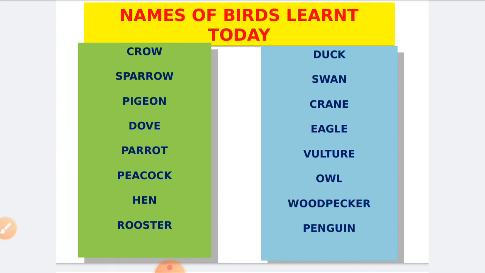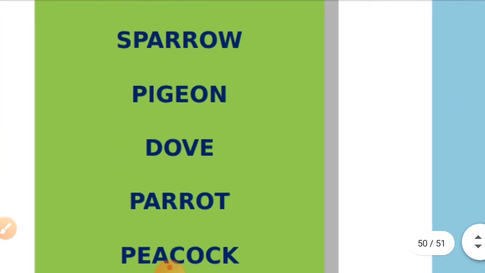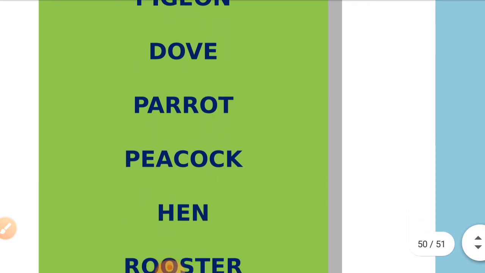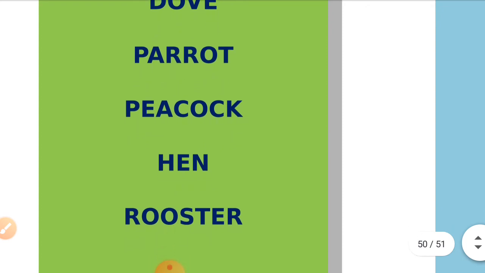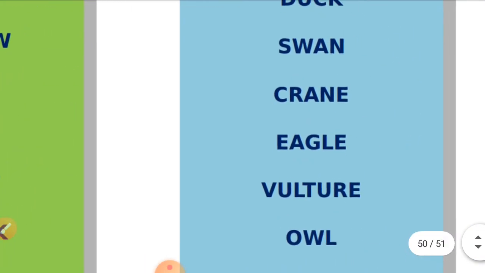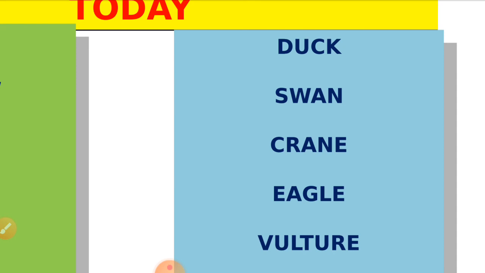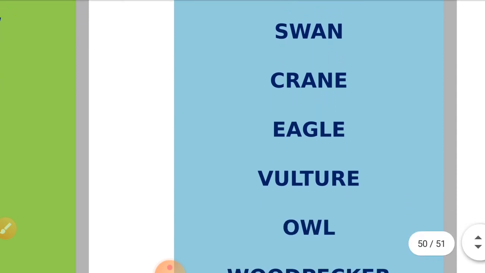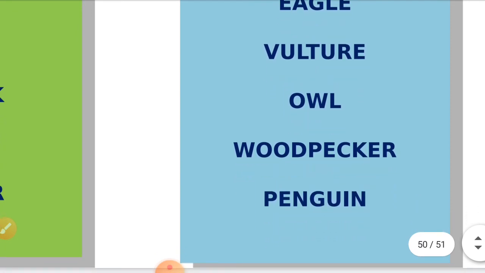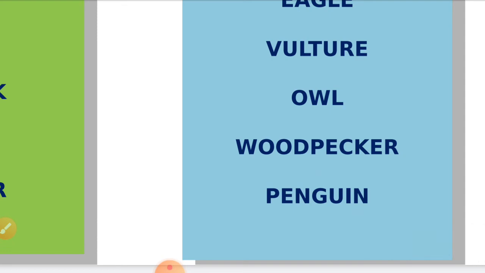So, dear children, it's time for revision now. Let us revise all the words that we have learned, the names of different kinds of birds that we have learned today. Crow, sparrow, pigeon, dove, parrot, peacock, hen, rooster, duck, swan, crane, eagle, vulture, owl, woodpecker, penguin.